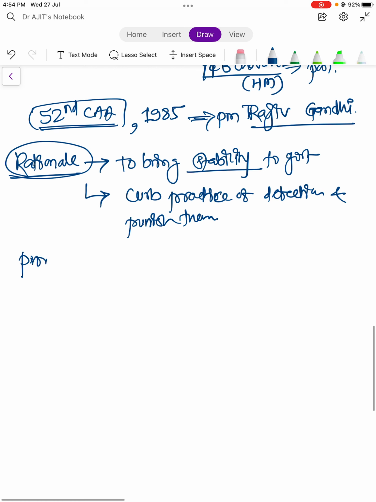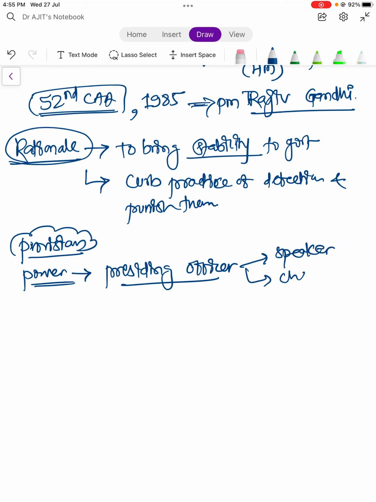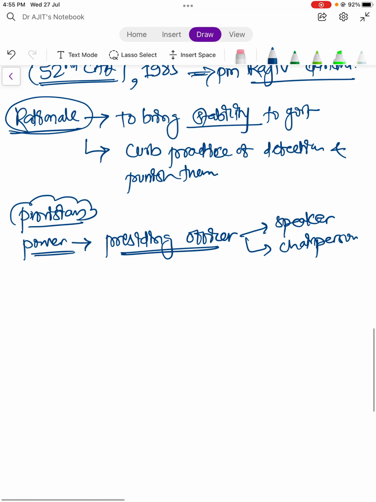Now we will see some provisions of the 52nd Constitutional Amendment Act. First, who has the power to disqualify a member of Parliament or Assembly? The power is with the presiding officer. He might be the Speaker or Deputy Speaker, or the Chairperson or Deputy Chairperson in case of Rajya Sabha. So the presiding officer has the power to disqualify a member on anti-defection, right?